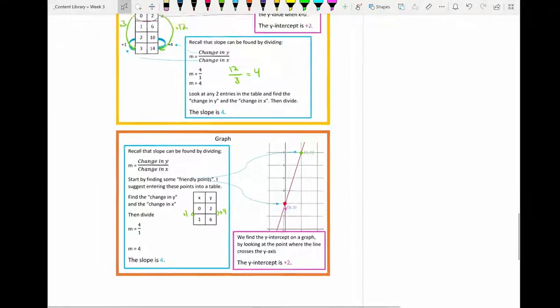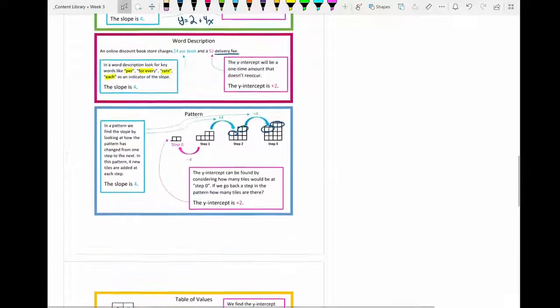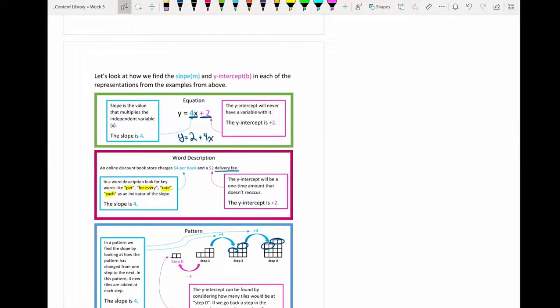So again, this is a summary of basically everything that we looked at over this week of how we can determine an equation or a rule for a pattern or a scenario given various pieces of information, whether it's a graph, a table of values, a pattern, a word description, or an actual equation. We should be able to find the slope and the y-intercept. And if not, use this summary to help you work through those steps and start to be able to identify where those pieces are.